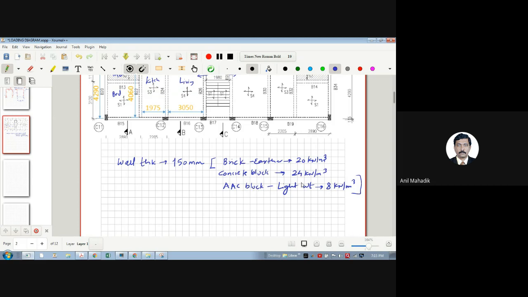So the overall weight of the structure reduces, and even earthquake forces get reduced, because all of you know that earthquake forces are nothing but mass into acceleration. So if you reduce the mass, then you can reduce the earthquake force. And even gravity loads are less in the AAC block condition. See the density 8, and see here 20 and 24. So almost 1/3.